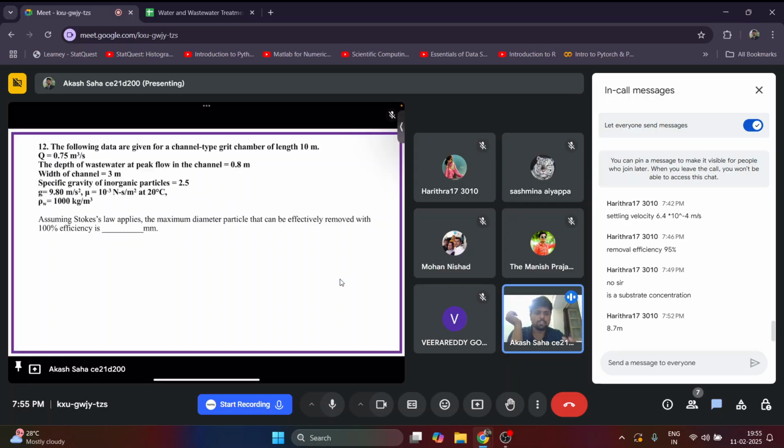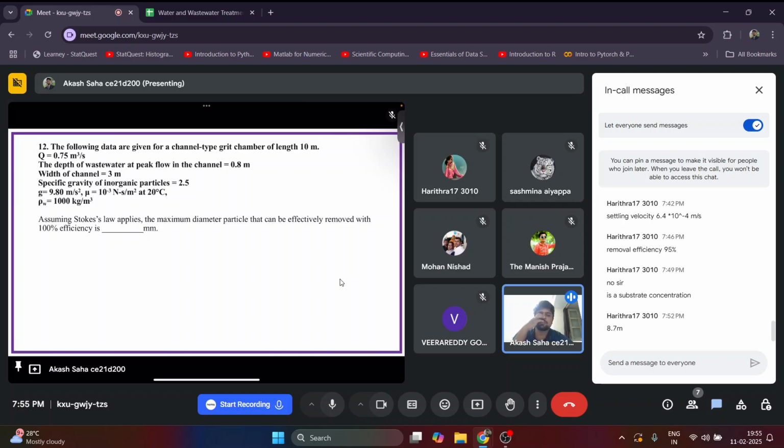So here again it's a Stokes law question. Here you have to find out the maximum diameter that can be effectively removed, 100%. All the parameters are given: flow rate, depth of the channel, width, specific gravity G, mu, everything is given. So find out the diameter.